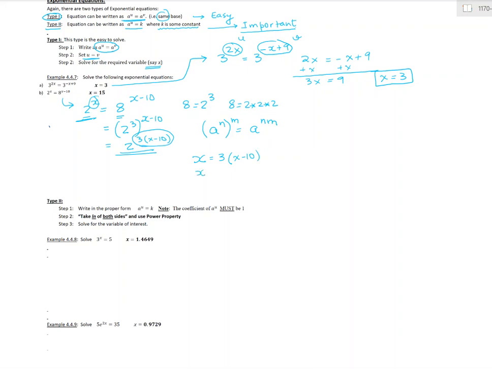So that means x is equal to 3x minus 30. Now you can subtract 3x on both sides. Now this is the kind of stuff you've done quite a bit. So you get negative 2x equals negative 30. That means x must be 15. So that is the answer.